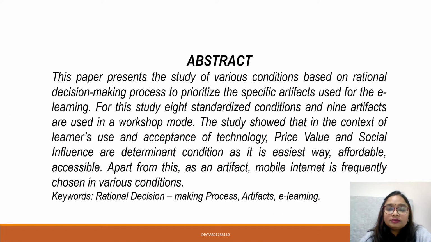The abstract of this paper is as follows. This paper presents a study of various conditions, based on a rational decision making process, to prioritize the specific artifacts used for e-learning. For this study, 8 standard conditions and 9 artifacts are used in workshop mode. The study was shown in the context of learners' use and acceptance of technology. Price value and social influence are determinant conditions, as it is the easiest way, affordable, accessible. Apart from this, as an artifact, mobile internet is frequently chosen in various countries.